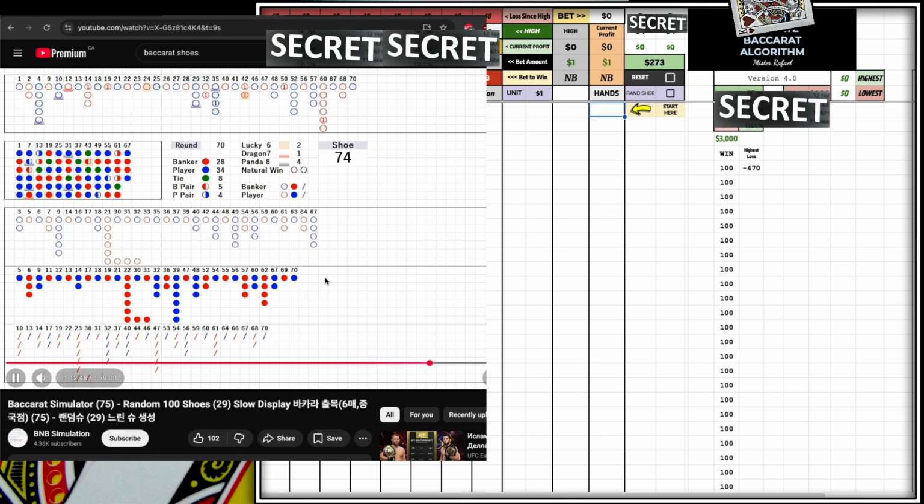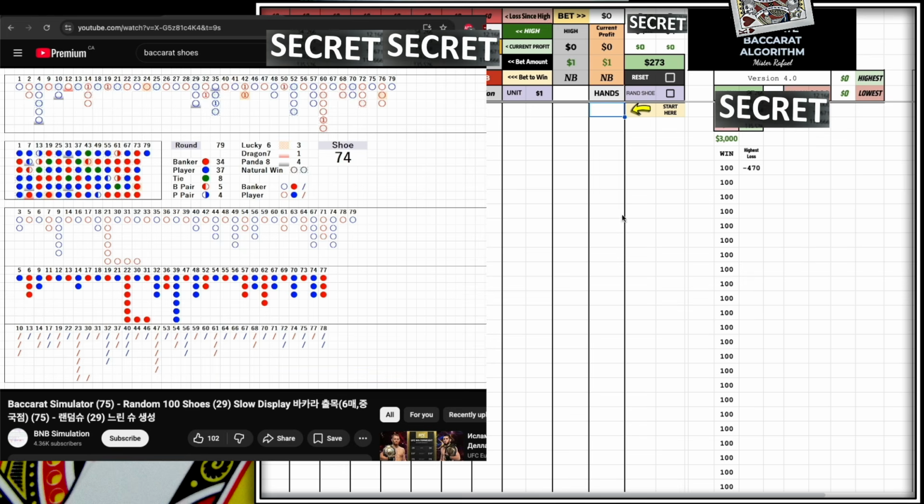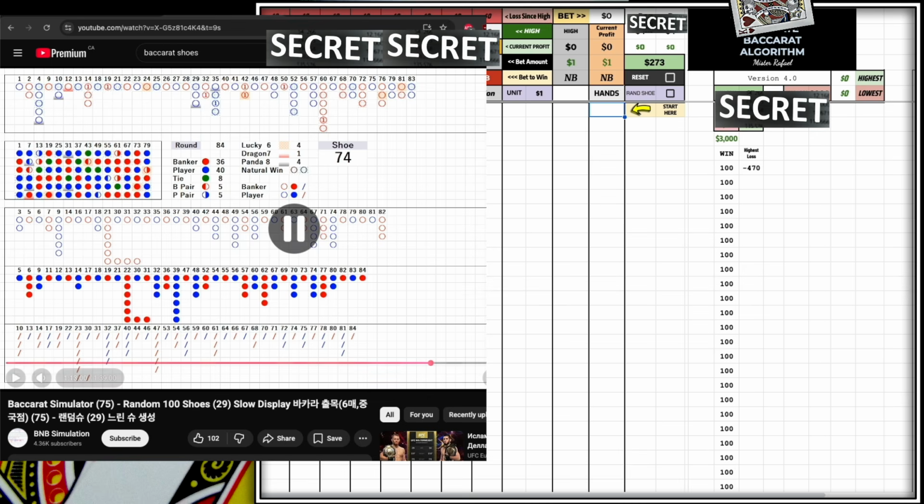I'm just thinking, even if we were to hit the minus $500 stop loss and we just simply keep on playing, we would be up 2,500. Even if we hit 2 stop losses, we'd be up 2 grand. What? This is unbelievable. All right, anyways, here we go. Shoe 74.